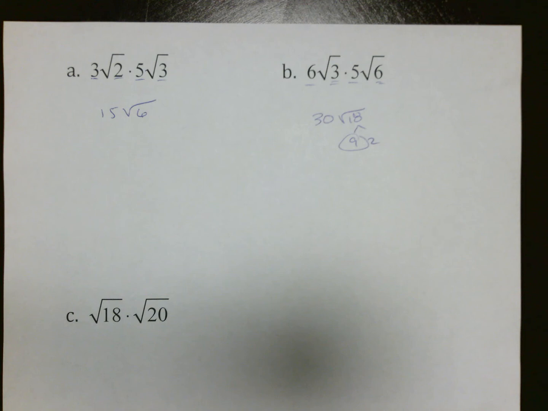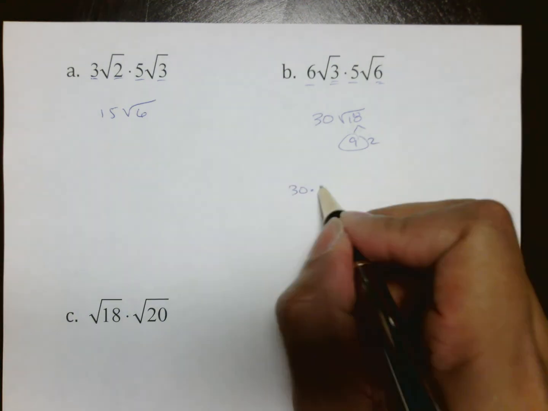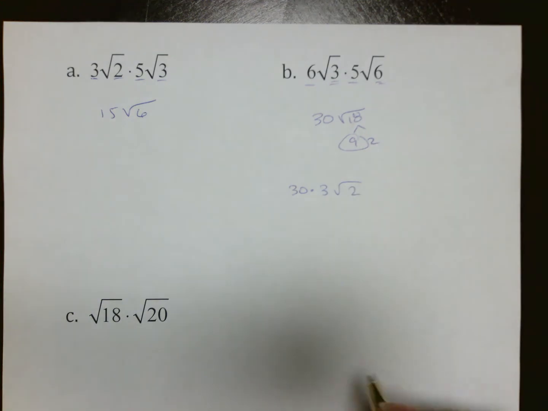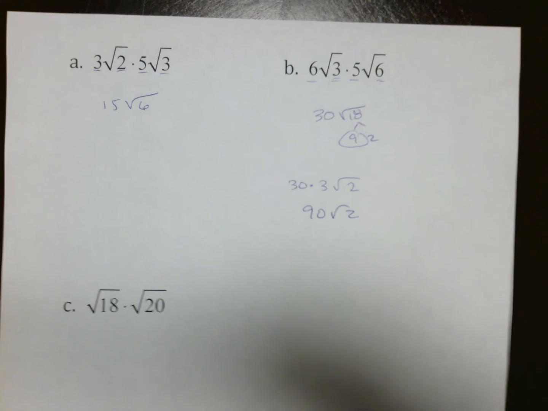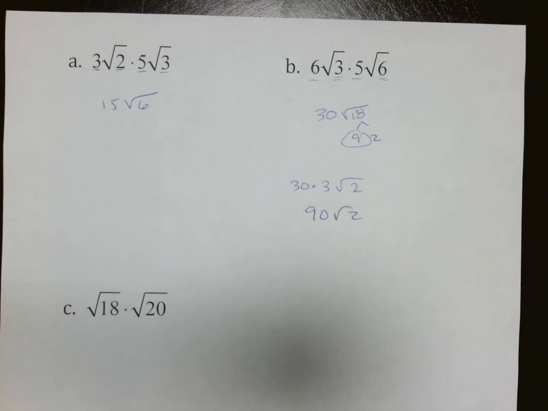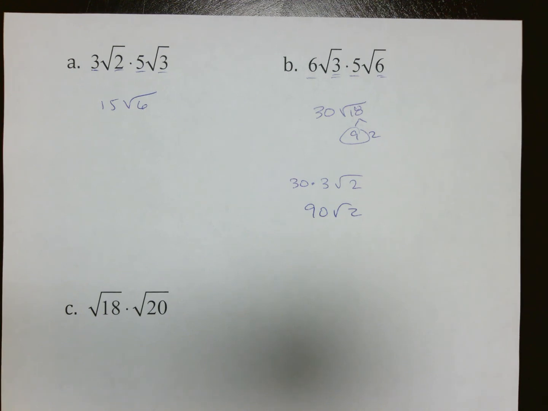Now here's where you need to be careful, because 30 is already out there. A 3 came out and a 2 stayed in. That gives me 90 root 2. Let me see if zooming helps you see this a little better. Maybe a little bit. But again, 90 root 2 is what we're looking at.